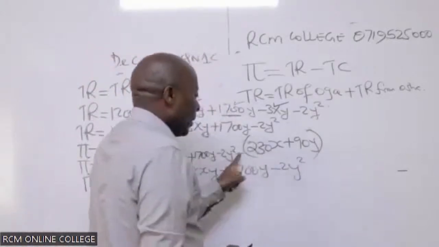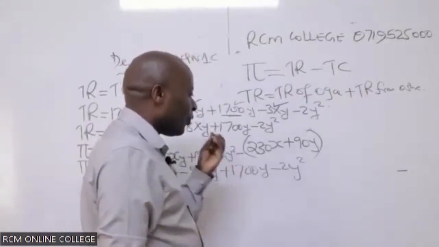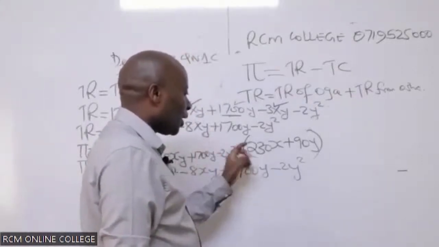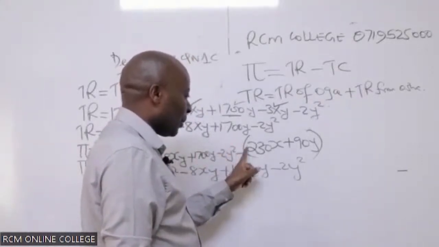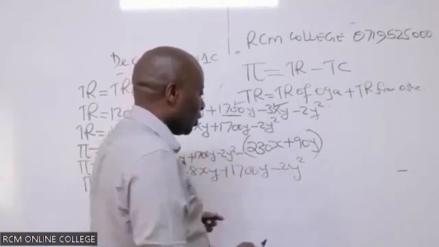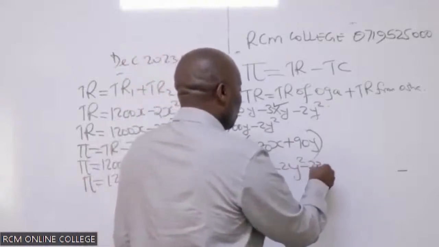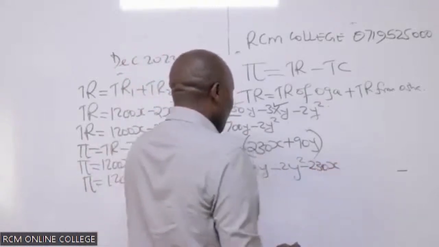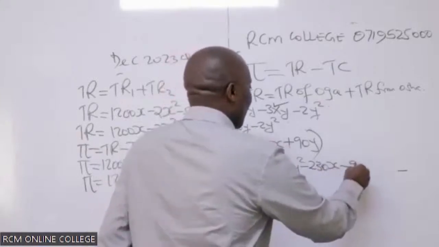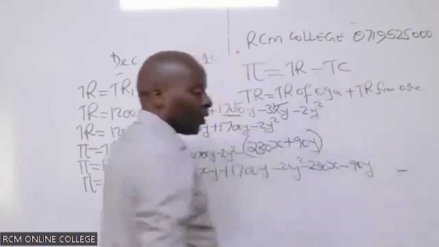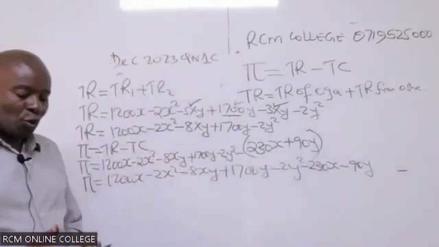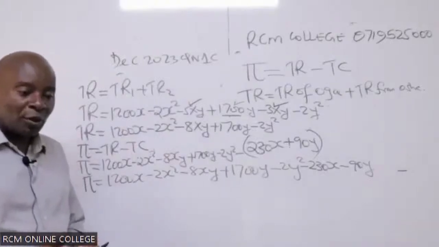So now remember, when minus is outside, minus is a very, very powerful sign. So this hits a 2. Earlier on, this was a plus. Now minus has to change it. So it becomes minus 230x. This becomes minus 90y.